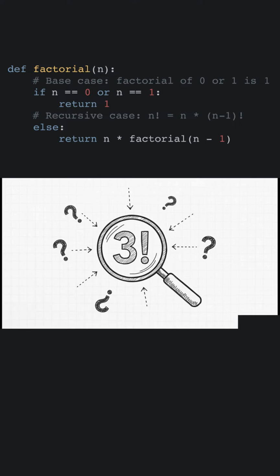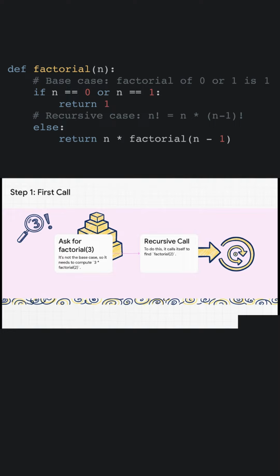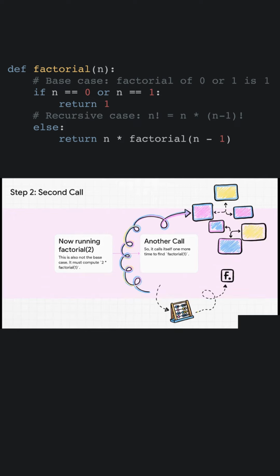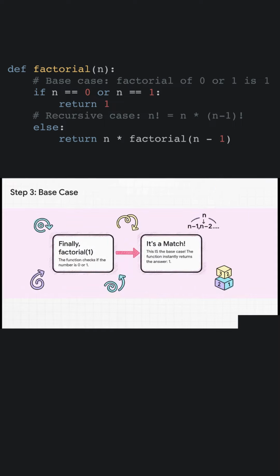Okay, enough theory. Let's trace a real example to see how this works. Calculating factorial of 3. We start by calling factorial of 3. Since it's not the base case, it pauses and calls factorial of 2. And guess what? This new call for factorial of 2 does the exact same thing. It calls factorial of 1. And boom! We finally hit the base case. The function knows that factorial of 1 is simply 1.